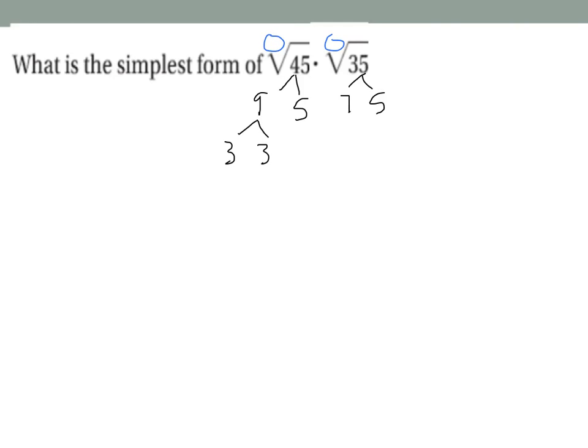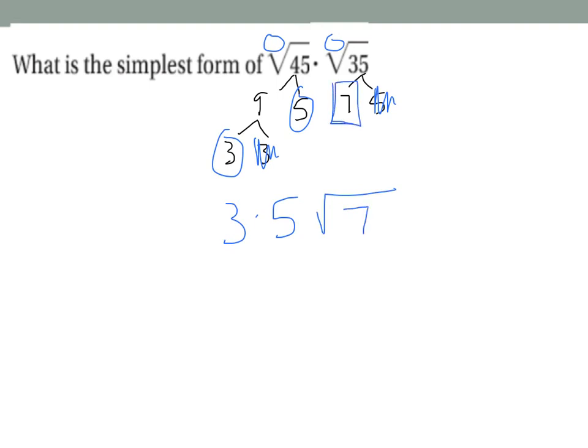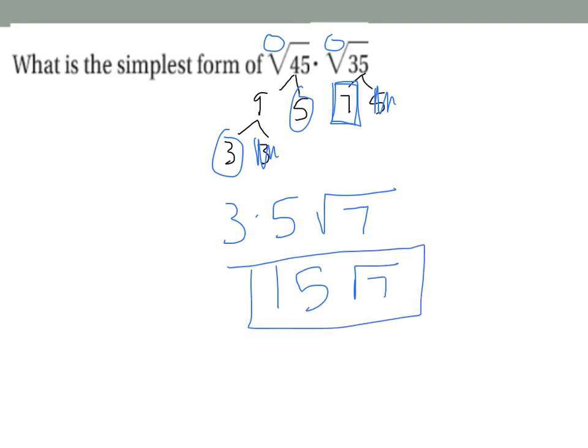So now I'm looking for my groups of 2. So here's a 3, cross 1 out. Here's a 5, cross 1 out. So I'd have 3 times 5 square root of 7, because that's the only number left inside with nothing, so that'd be 15 square root 7. Either way you do it, as long as you have your math correct, you'll get the same answer.